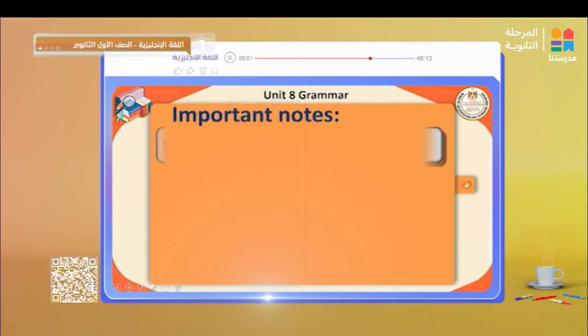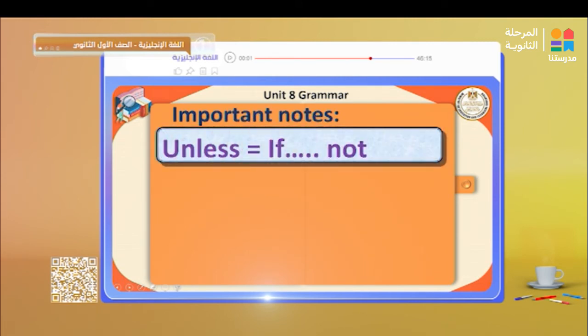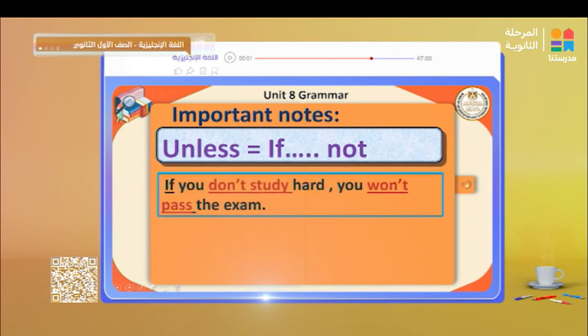Now I have some important notes for you. Do you know the word unless? Unless is similar to if. It takes the same rules of if, but it is the negative of if. So if I say unless you study, you won't succeed. If you don't study hard, you won't pass the exam.